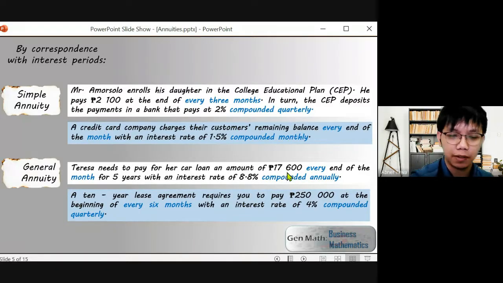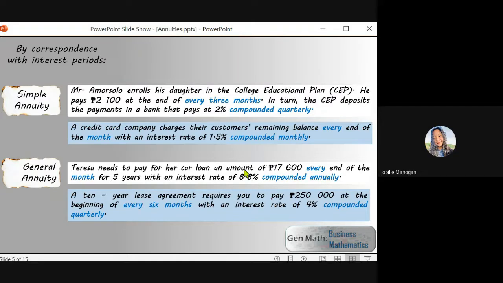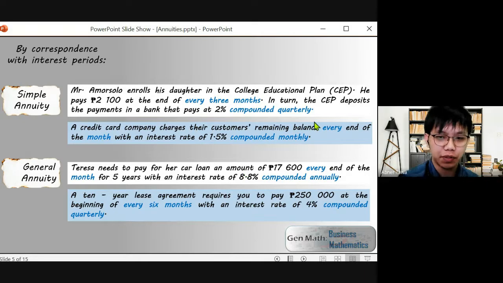Yes, Jubel. Teresa needs to pay for her car loan an amount of 17,600 pesos every end of the month for 5 years with an interest rate of 8.8% compounded annually.